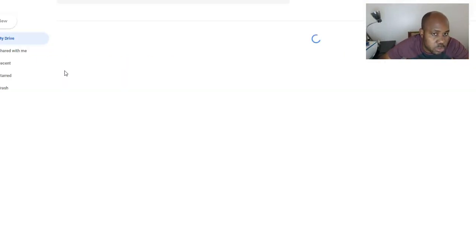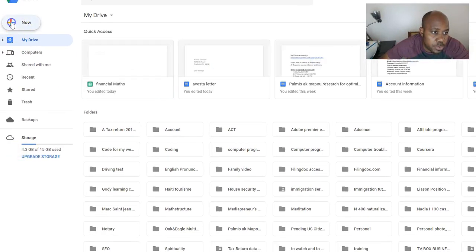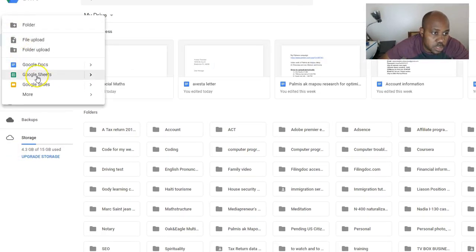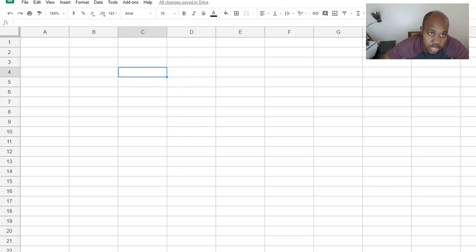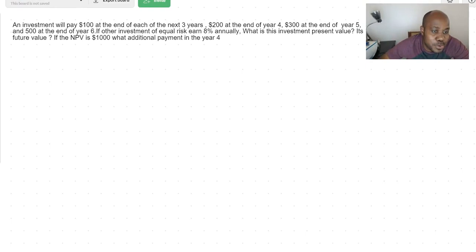So if I go to Google Drive, here I am in Google Drive, and then I can tap new, and then here I'm gonna select Google Sheet. So I will have a new spreadsheet like this one. It's the same thing and it's free. Why not use it? You see what I mean?